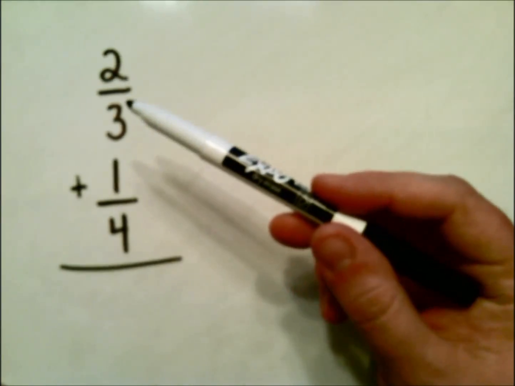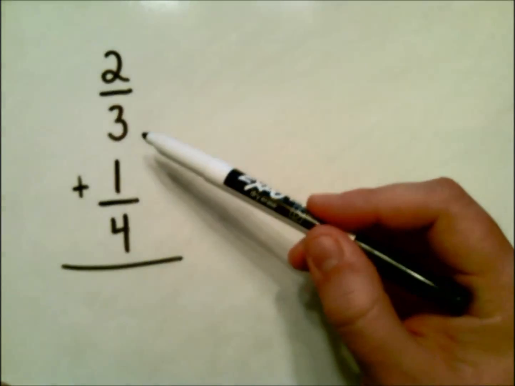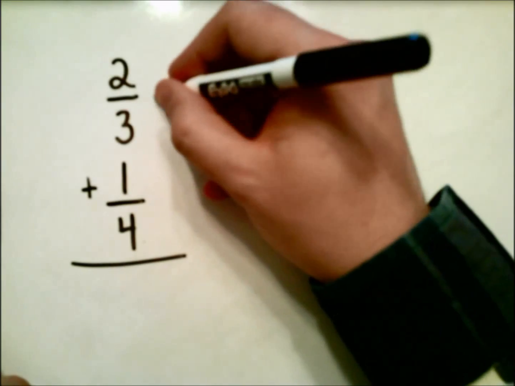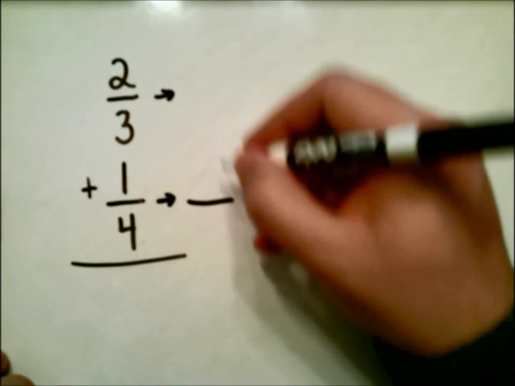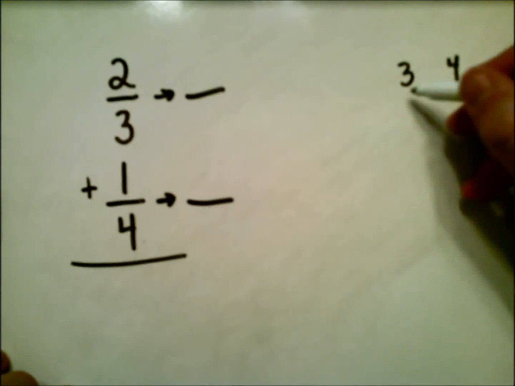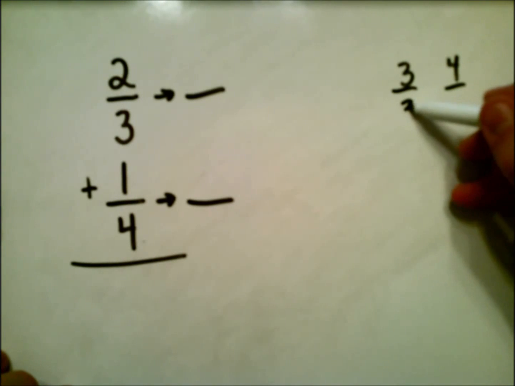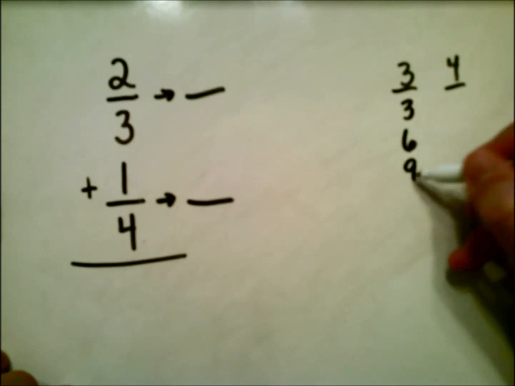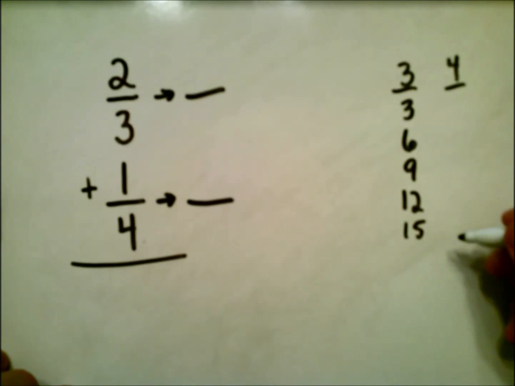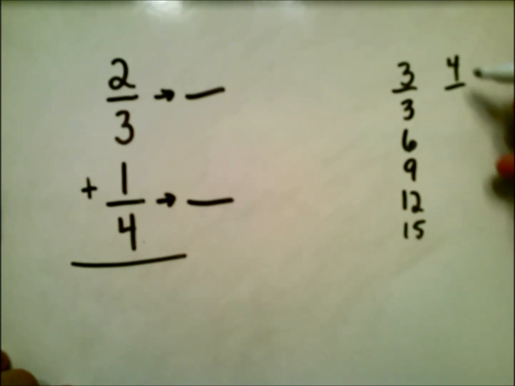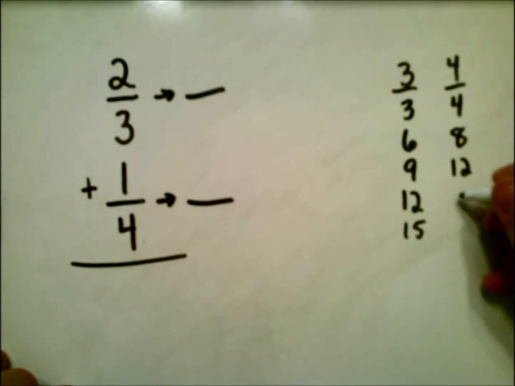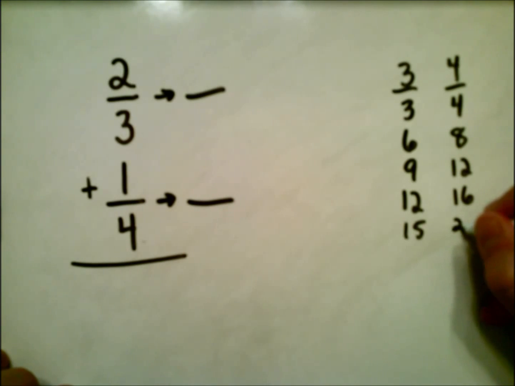All right, like I said, the example we have is 2/3 plus 1/4. We need to look at our denominators and figure out what common denominator we can have. We're going to eventually transfer them over to two other fractions here, but I'm going to pull over here and just list my multiples. I know 3 times 1 is 3, 3 times 2 is 6, 3 times 3 is 9, 3 times 4 is 12, 3 times 5 is 15. And I'm going to stop there. I'm just going to get a general sense. So 4 times 1 is 4, 4 times 2 is 8, 4 times 3 is 12, 4 times 4 is 16, 4 times 5 is 20.